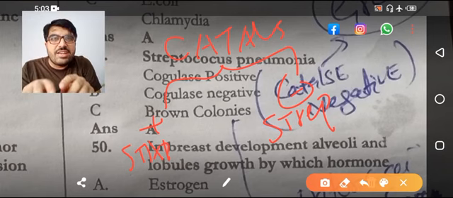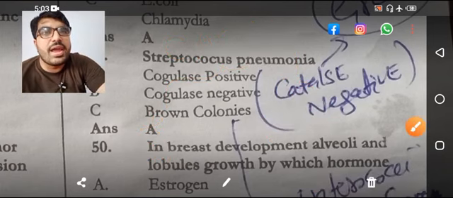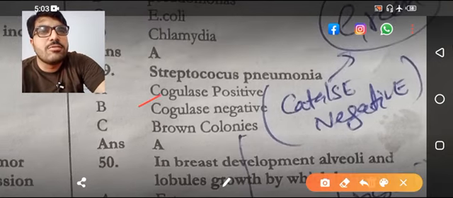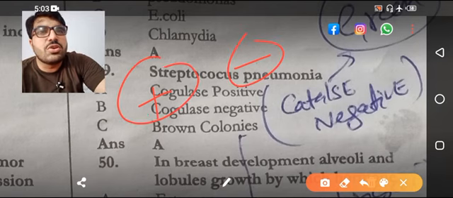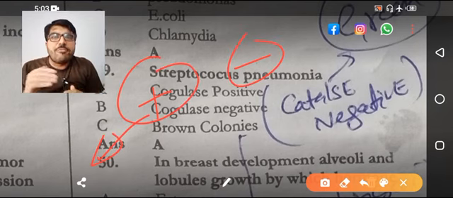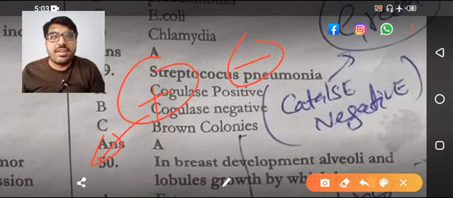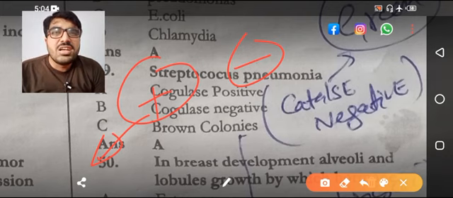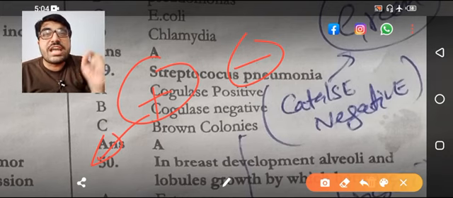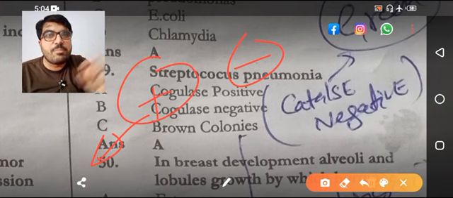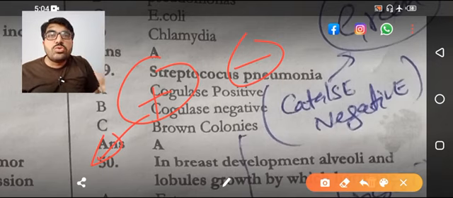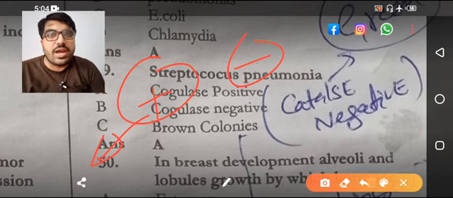So in the catalase positive we are having staphylococci. Now coming toward the staphylococci. Staphylococci is further divided into two, the coagulase positive and coagulase negative. The coagulase positive includes the Staph aureus. Coagulase negative includes other staphylococci. Staphylo, not the strepto. So Staph aureus lies in the coagulase positive, while the coagulase negative includes the other species of staphylococci.